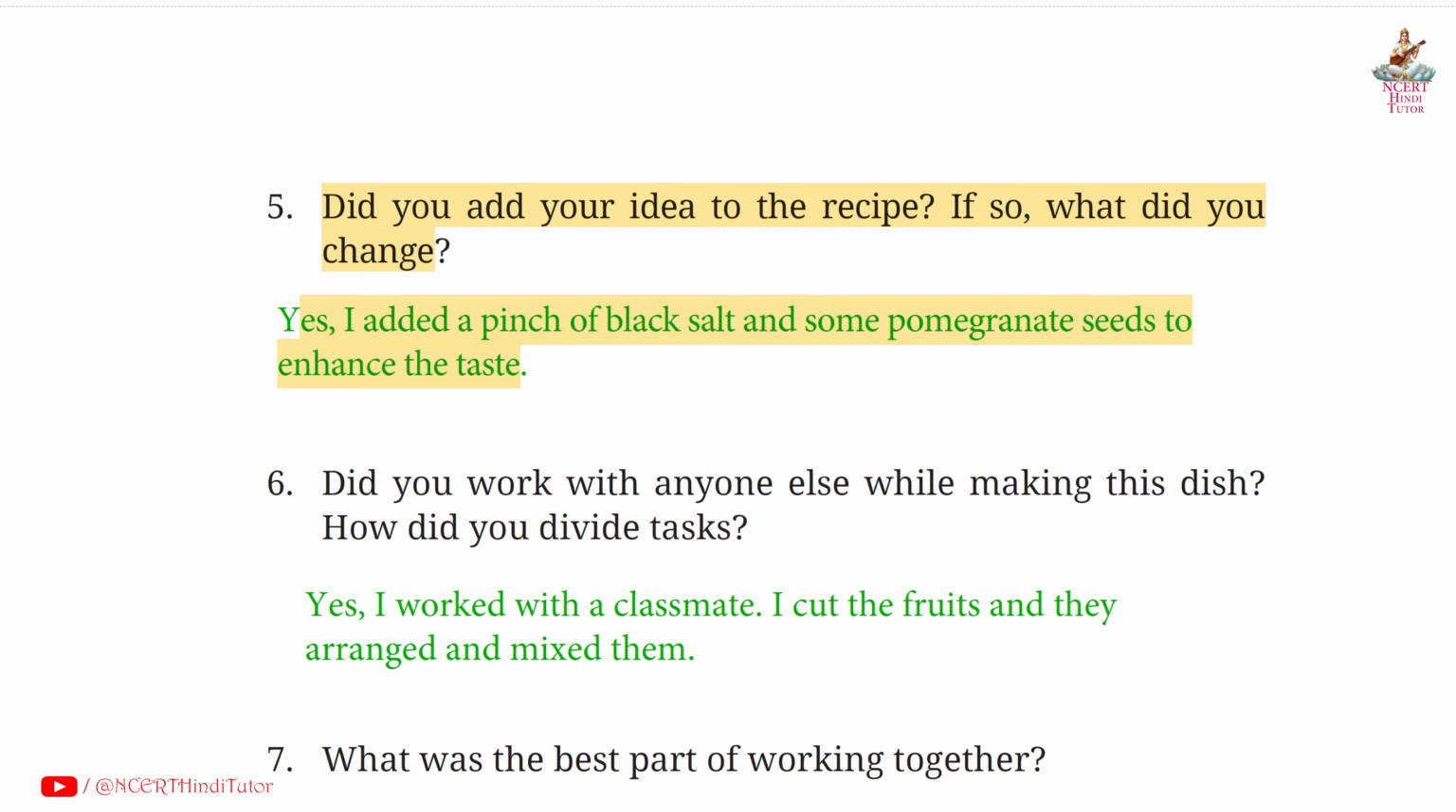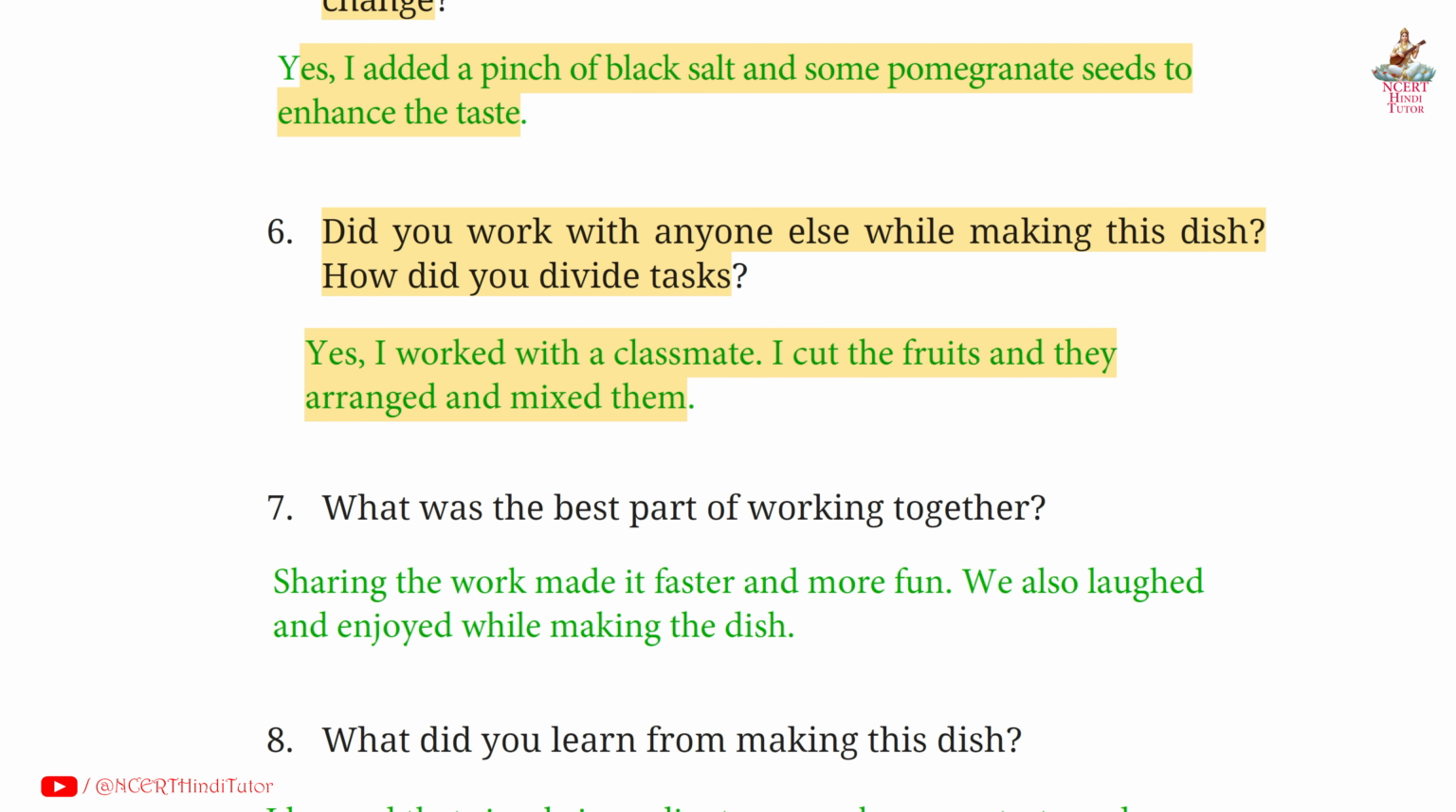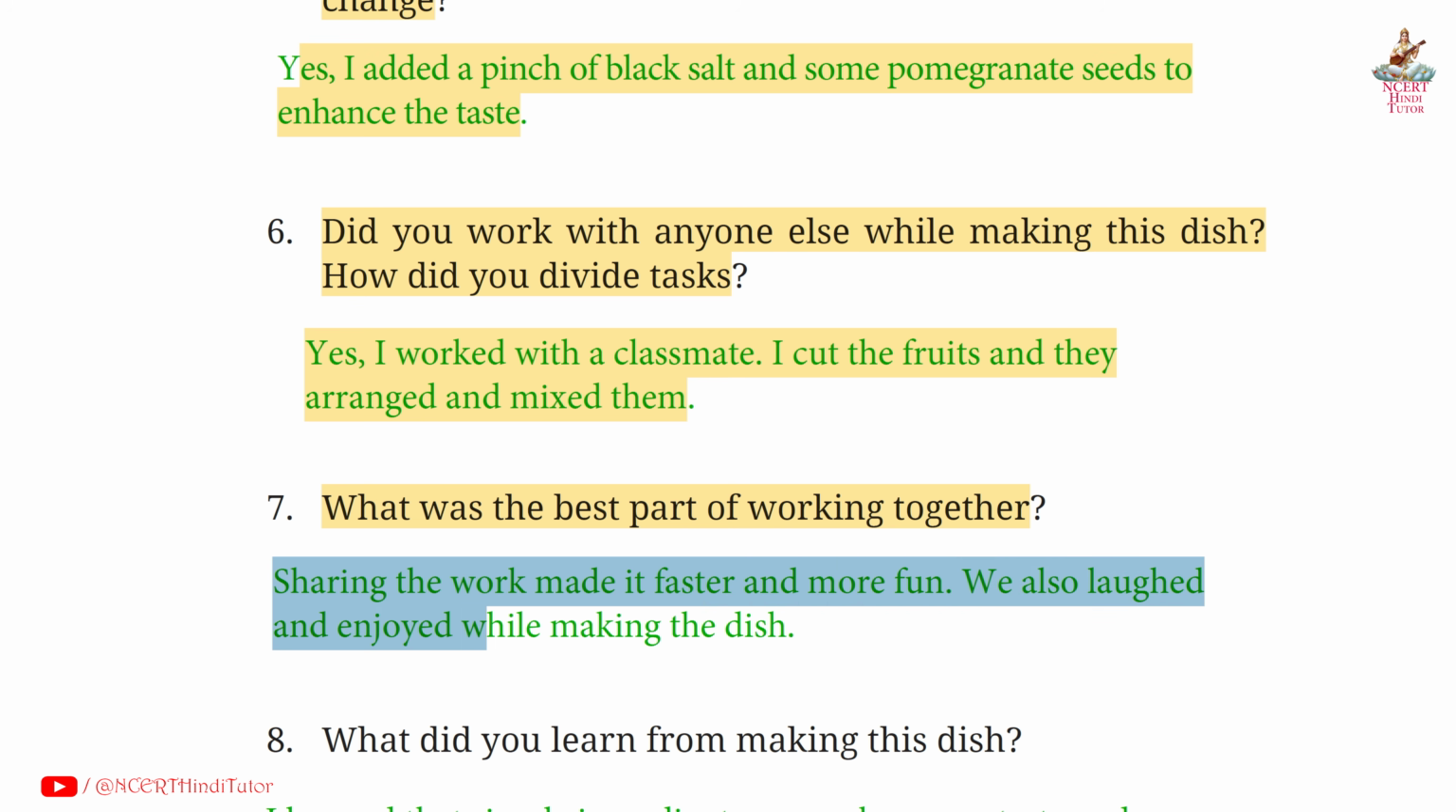Question 6. Did you work with anyone else while making this dish? How did you divide tasks? Answer: Yes, I worked with a classmate. I cut the fruits and they arranged and mixed them. Question 7. What was the best part of working together? Answer: Sharing the work made it faster and more fun. We also laughed and enjoyed while making the dish.